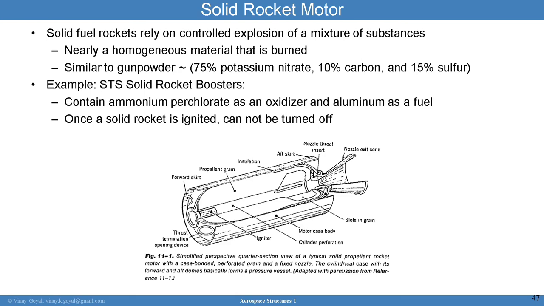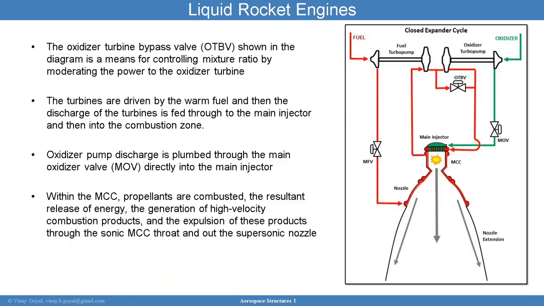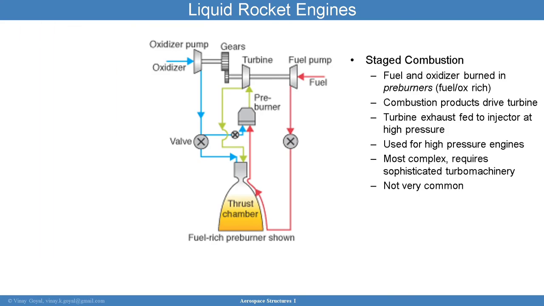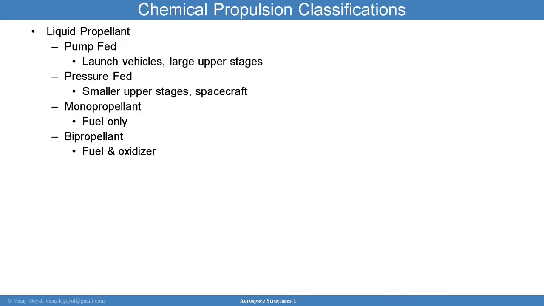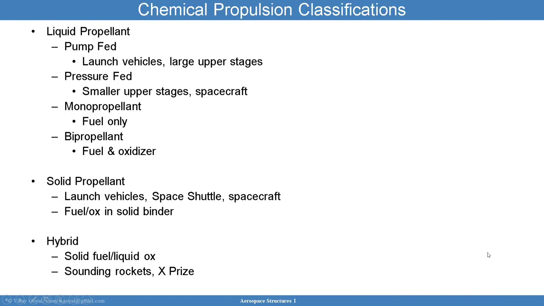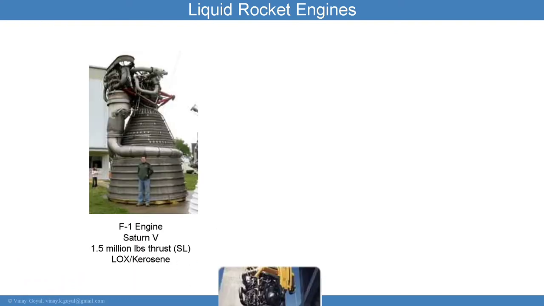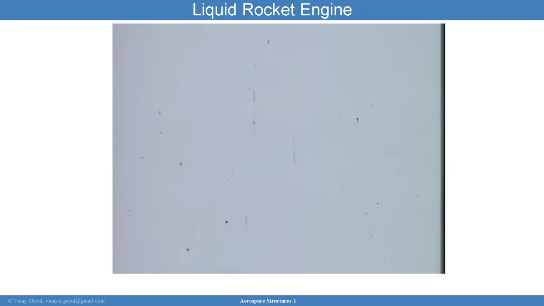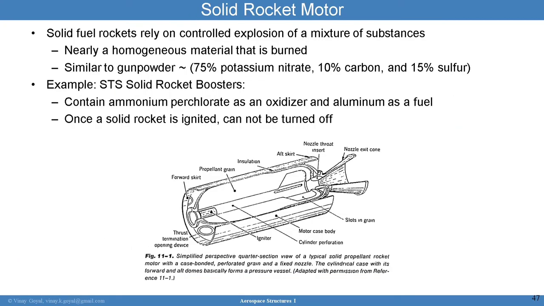Let's now cover solid rocket motors, which we discussed here earlier, as a solid rocket motor can provide the additional thrust that may be required during liftoff and during the first 2 to 3 minutes of ascent. And so solid rocket motors rely on a more controlled explosion of a mixture of substances.